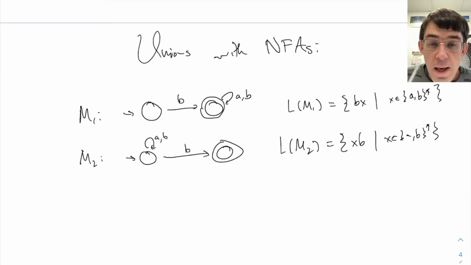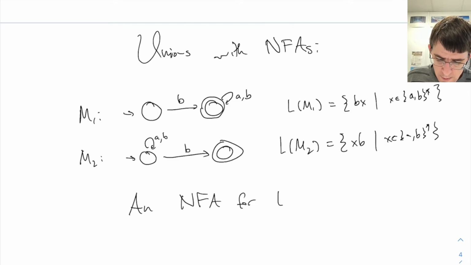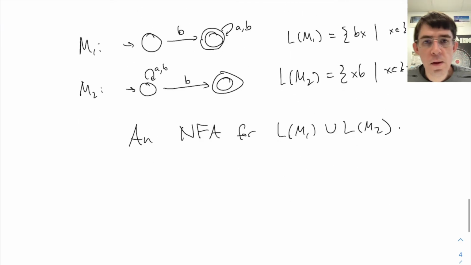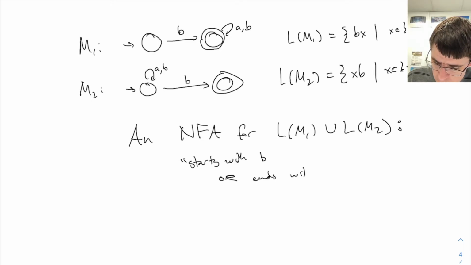Now, can we put them together with the word "or"? That's what I'm talking about with the unions. So an NFA for L of M1 union L of M2 would accept everything that starts with a B or ends with a B. Anything that starts with a B or ends with a B. How would we do that?